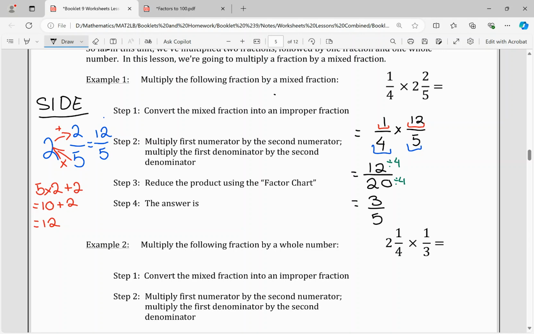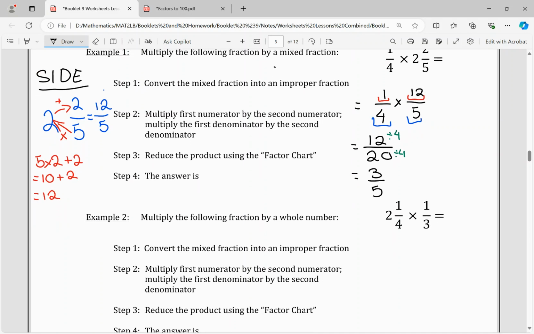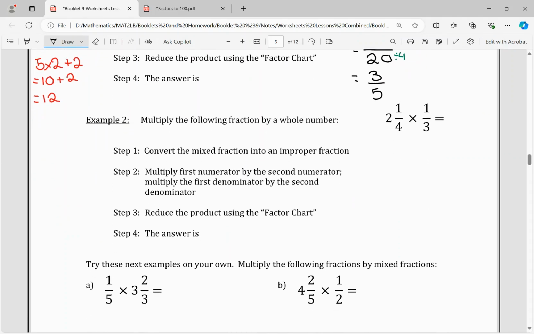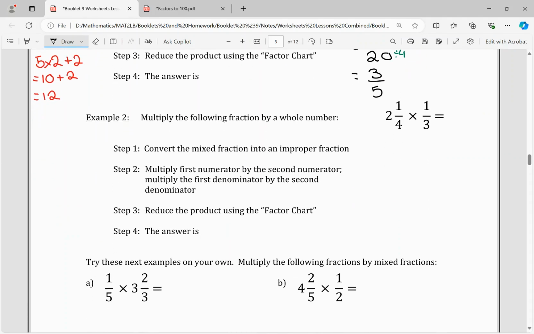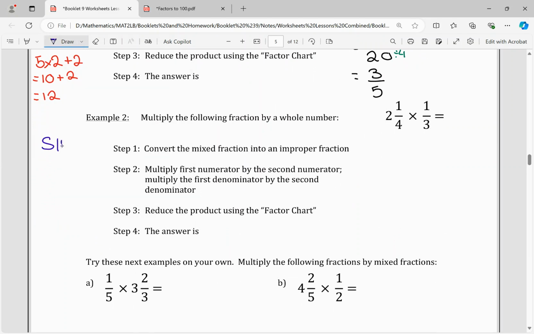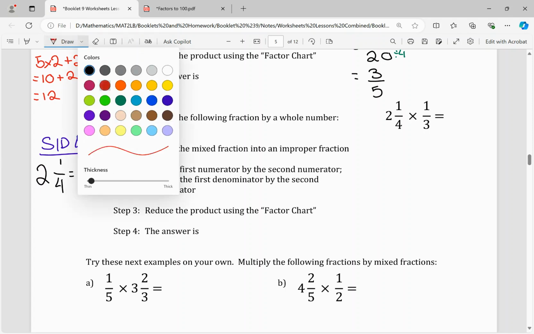It does take a fair bit of work, but after you get used to the steps, it gets a little bit faster. Let's try this second problem. 2 and 1/4 times 1 over 3. First thing that we're going to do is work on the side in an effort to turn 2 and 1 over 4 into an improper fraction.